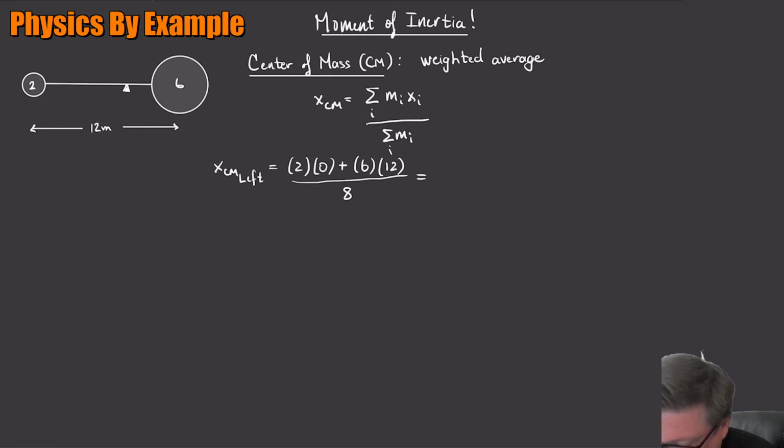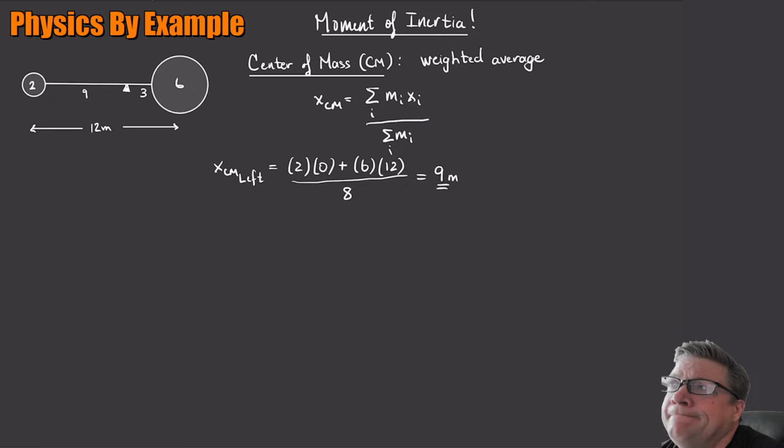So what is that? 12 times 6, 72 divided by 8, 9. So this is going to be at 9 meters. Okay, so right about here. So this is 9 meters and 3 meters. Cool. So the center of mass of this thing is kind of closer to the 6, right? That makes sense.